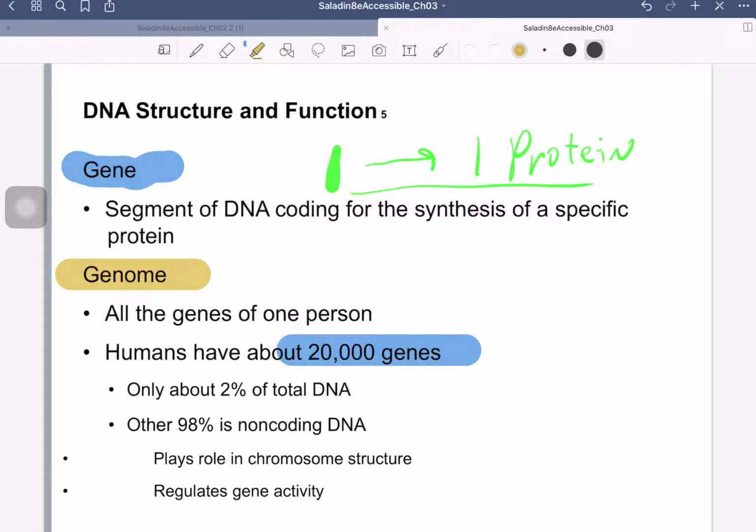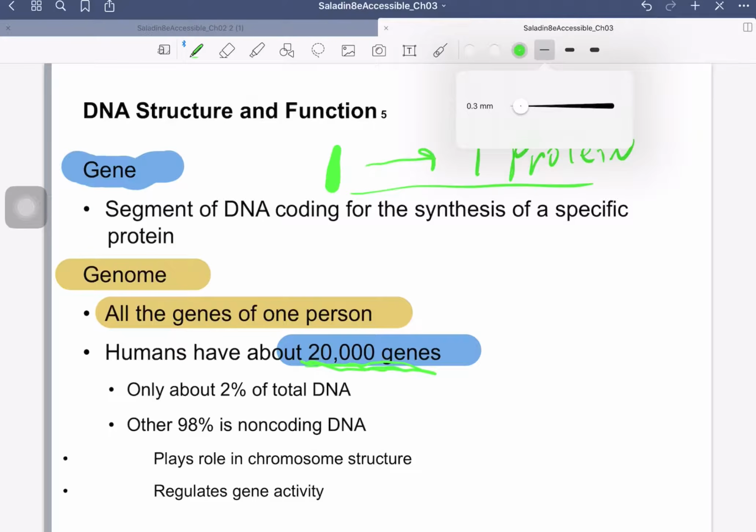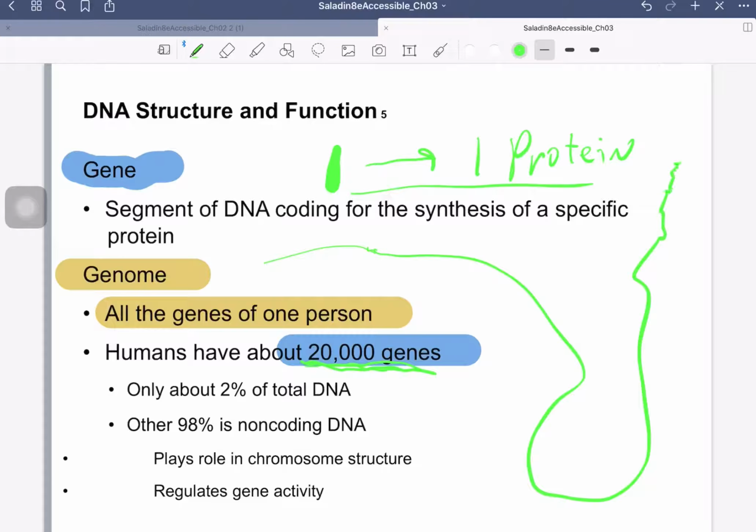So the genome, you can consider it all the genes within one person. And as I said, we have about 20,000 genes. The numbers vary, somewhere between 20 and 25,000. Now, if I actually look at the strand of DNA, I'm just going to draw it like it's just a little string here. That's DNA. It's sort of uncoiled. It's not wrapped around histone proteins, which we'll talk about in a bit.